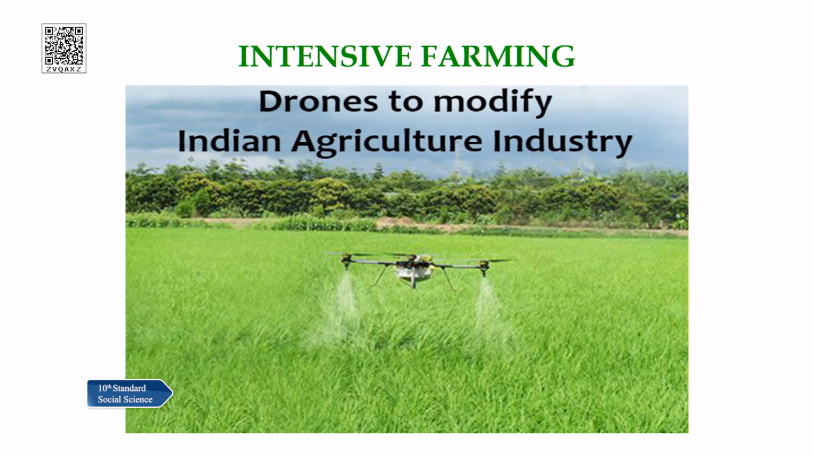Next, we have intensive farming. Here modern methods of agriculture are used, and they see that the yield is more. Whatever land they have, there they use modern methods and the yield is more. They use high variety seeds, and they use chemical fertilizers.